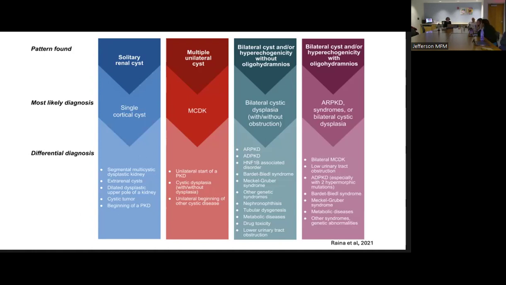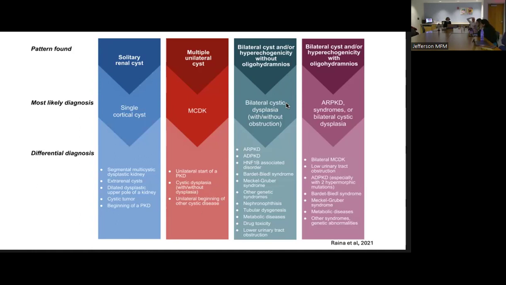When you're seeing multiple unilateral cysts, like we did in this case, the first thing you're thinking is MCDK, most likely diagnosis, but again, could be the start of polycystic kidney disease. It could be cystic dysplasia. And then it could be unilateral beginning of some other cystic disease, which is very broad. If you're seeing bilateral cysts and/or hypoechogenicity, but not seeing oligo, you're thinking bilateral cystic dysplasia.